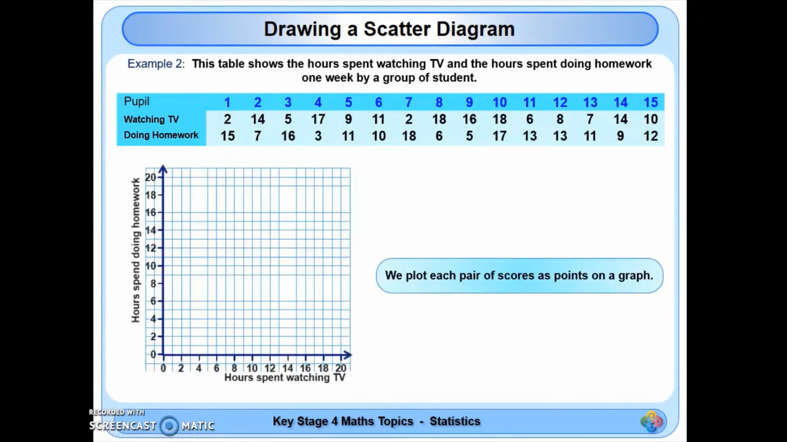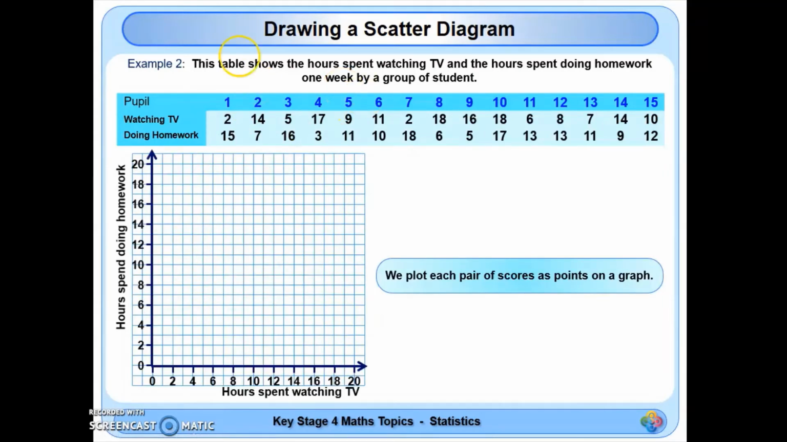We're going to plot each bit of data. So for student 1, they spent 2 hours watching TV and 15 hours doing homework. So I plot there for my first student. For the second student, 14 hours watching TV and 7 hours doing homework. I'm just going to go ahead and plot the rest of this data. Try and follow each student and where I'm plotting their values.